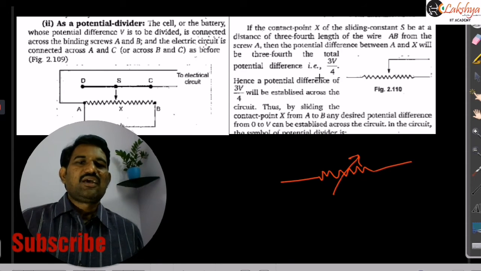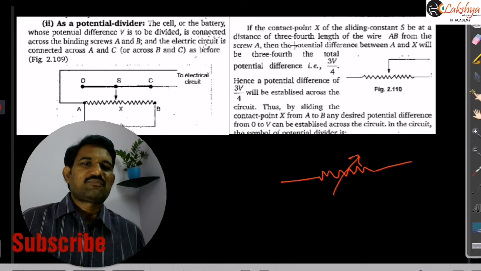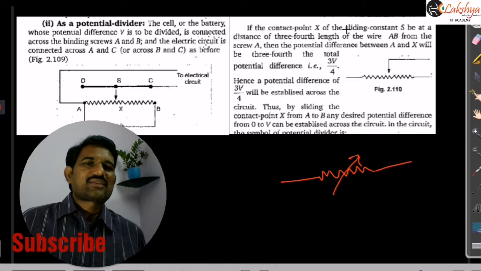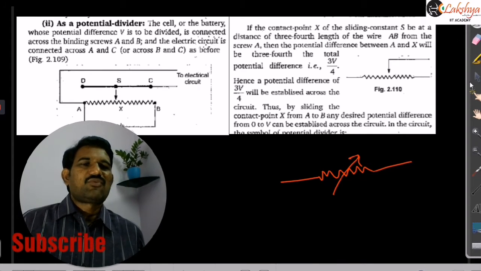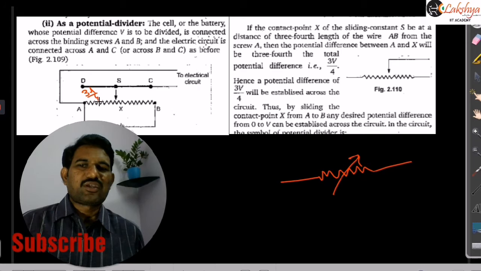And here it is given that the contact X of the sliding wire can be at a distance of 3/4 of the length of the wire AB from A. The potential difference between A and X will therefore be 3/4 of the total potential difference. That means, simply what they are saying here is, if this length is equal to 3L by 4, then the total potential difference V will be there across this total resistance.